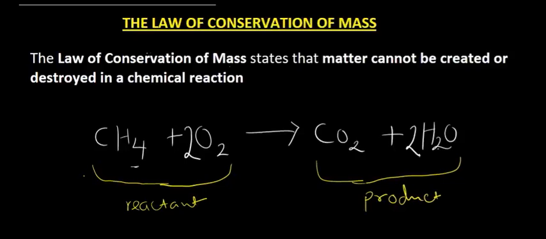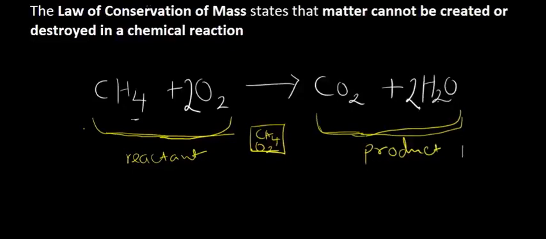So the law of conservation of mass is telling us that if we measure the mass of methane CH4 and oxygen in a closed system, and they bond, that after the reaction, the mass of CO2 and water will be equal to the mass of the reactants before the reaction.